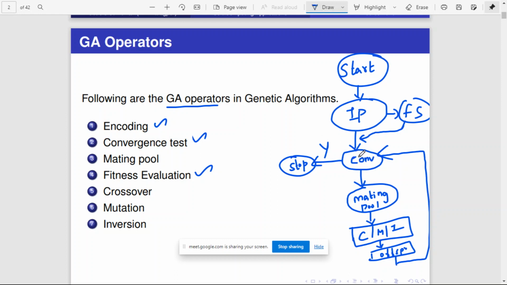If it is converged, then we stop the algorithm. If it is not converged, then you have to identify the mating pool. Then we identify the set of pairs, and then we perform reproduction. Again, reproduction involves these three operations: crossover, mutation, and inversion. So basically these 7 are the operations that are possible in a genetic algorithm. This is what we are going to discuss in the next few lectures. In this lecture we will be discussing only the first operation, which is encoding. So what is encoding used for?